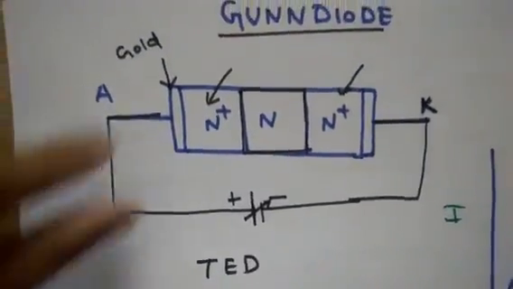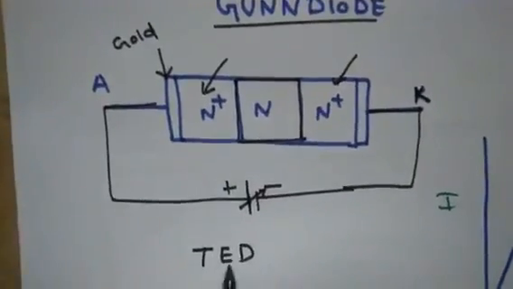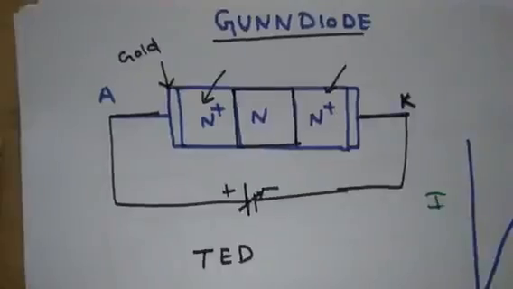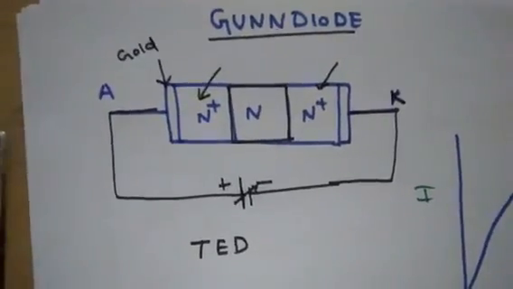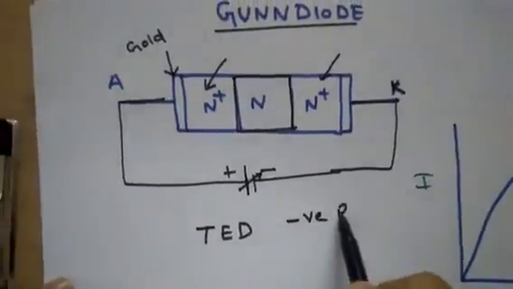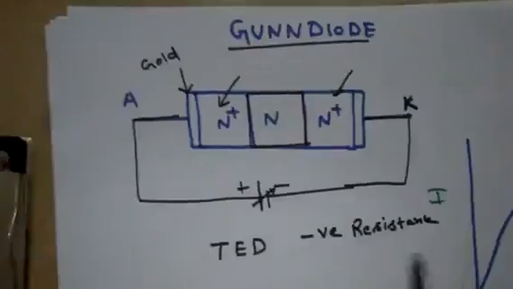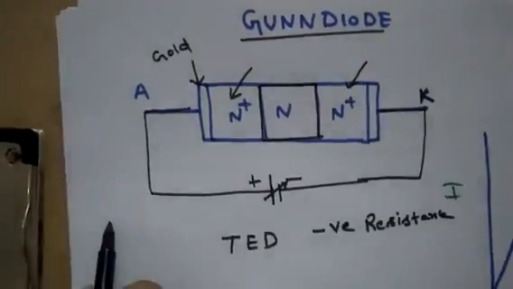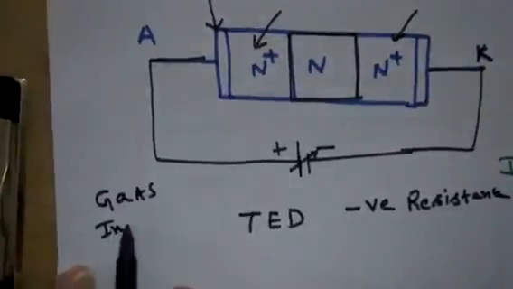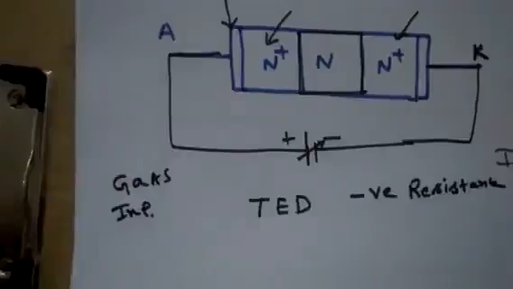That means in this case there is no P-type semiconductor. Because of electron transfer, the entire operation takes place. The main advantage of Gunn diode is it exhibits negative resistance characteristics. So generally Gunn diode is made up of gallium arsenide and indium phosphide materials. These materials exhibit different properties.